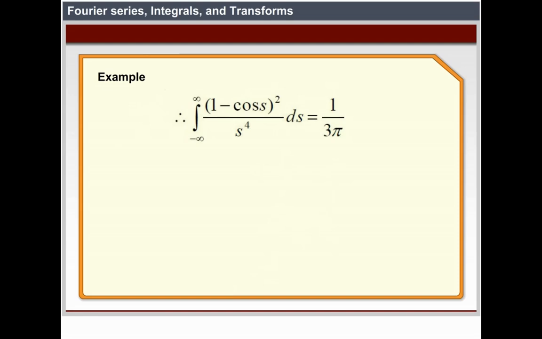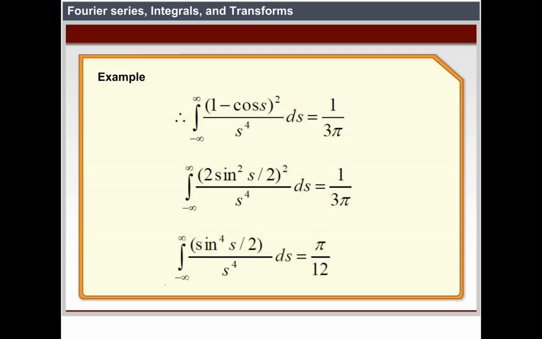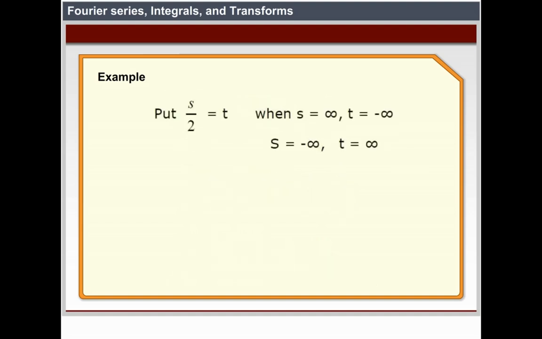Therefore, the integral from minus infinity to plus infinity of (1 - cos s)^2 / s^4 ds equals π/3. That is, the integral of (2 sin^2(s/2))^2 / s^4 equals π/3, so the integral of sin^4(s/2) / s^4 ds equals π/12. Put s/2 = t. When s equals infinity, t equals infinity; when s equals minus infinity, t equals minus infinity.